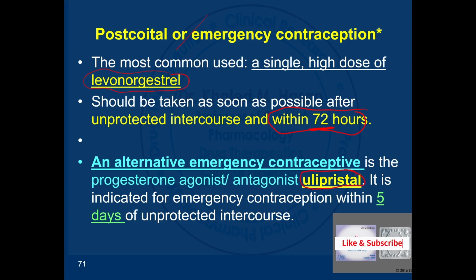Another medication, an alternative emergency contraceptive, is a progesterone agonist-antagonist, ulipristal, indicated for emergency contraception and could be taken within 5 days of unprotected intercourse. So we have two approaches. Number one, levonorgestrel, 1 pill, the postcoital emergency pill, should be taken within 72 hours of unprotected intercourse. With ulipristal, we have a margin of 5 days to be taken to protect from unwanted pregnancy.